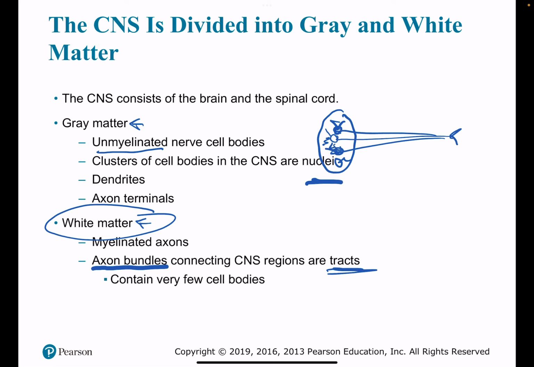So gray matter lacks myelination, is darker in color, and what we are visualizing is a cluster of the cell bodies together, and we call that nuclei. White matter has myelination. What has myelination? It's the axons. So when we get a lot of axons together, we call those tracts. Just terminology for this.